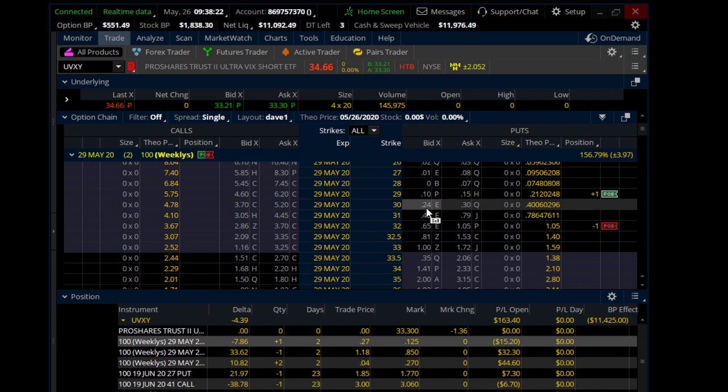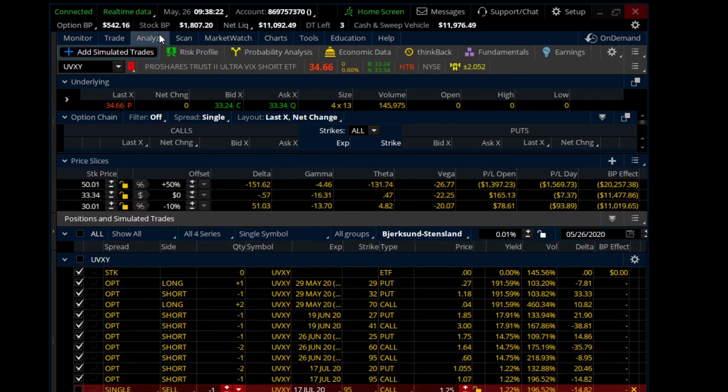If we go to an Analyze tab, we can see that our delta is very flat right here. It's showing 0.01 delta, short 16 gamma, and theta of 18 cents. The reason it's not showing much theta is because we got really good marks yesterday. For example, yesterday it showed us making $179 on the position, which was a good mark.